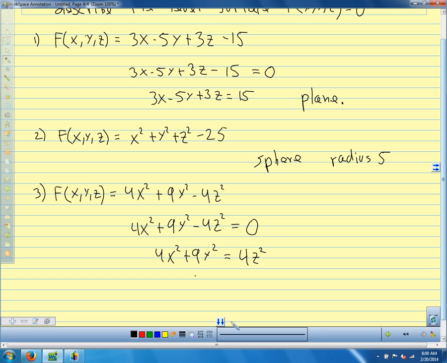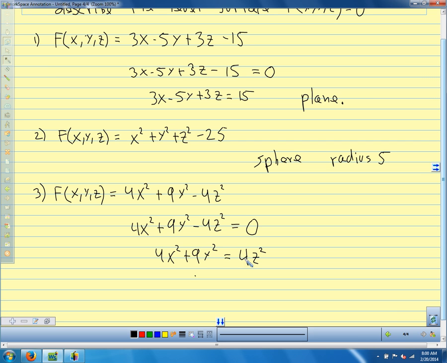Do the same thing in the xz plane. 4x squared equals 4z squared. Take the square root of both sides. We get 2x equals plus or minus 2z. What are those? Lines. So in the xz plane and the yz plane, we get lines. Parallel to the xy plane, when z is a constant, we get our ellipse, 4x squared plus 9y squared equals a constant. So what is this? A cone.